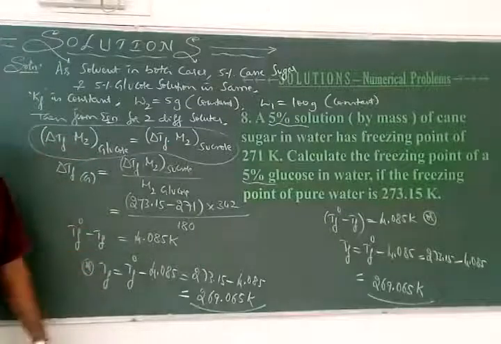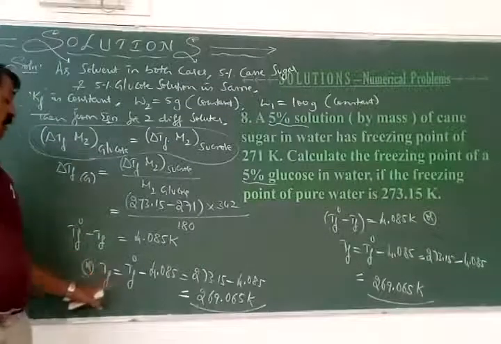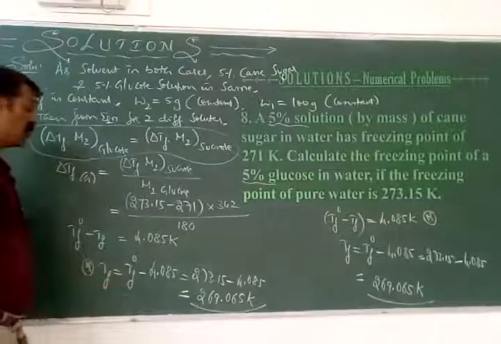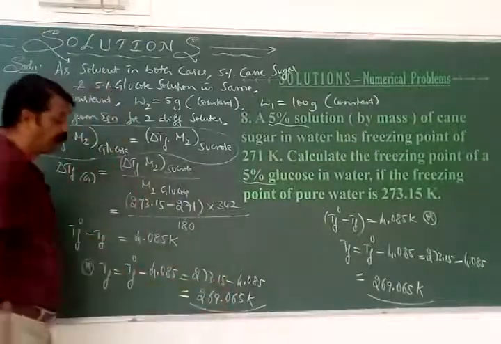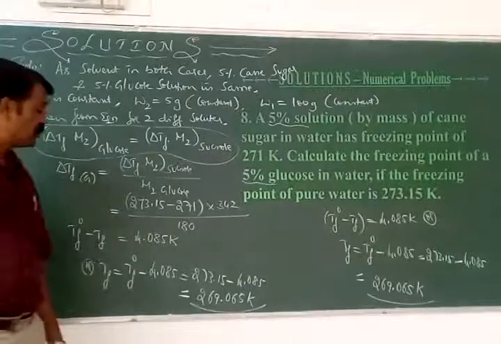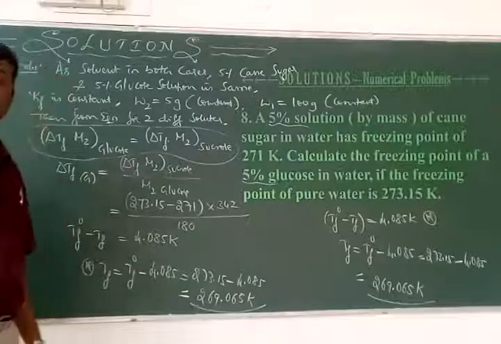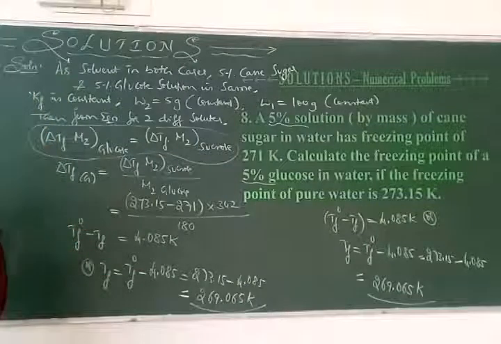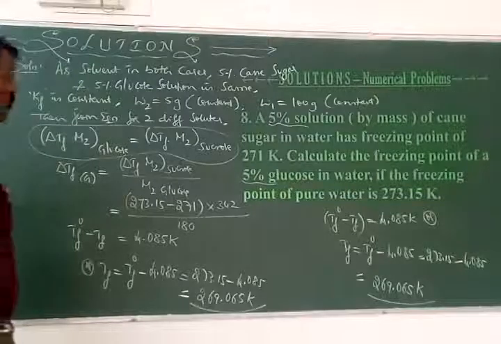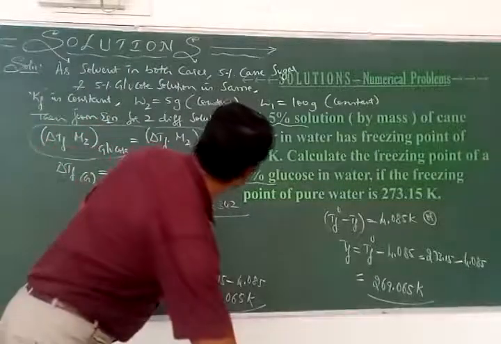Okay. So on substitution and simplification, I will get the freezing point of the 5% glucose solution equal to 269.065 in terms of Kelvin. Okay. So that is about the numerical number 8. Okay. Let's move on to the 9th now.